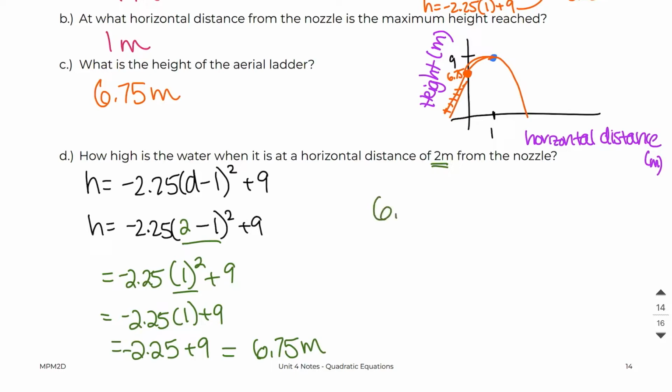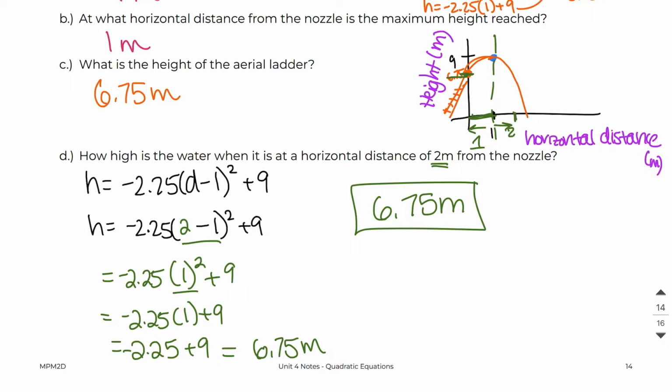If you notice, we've seen the number 6.75 before because that's where the y-intercept is. And this axis of symmetry is 1 away from the y-axis. So at 2, right here, it's also 1 away, and so it has to reach that height of 6.75 at the same time because it's our symmetrical point. Okay, and that's it for this question.